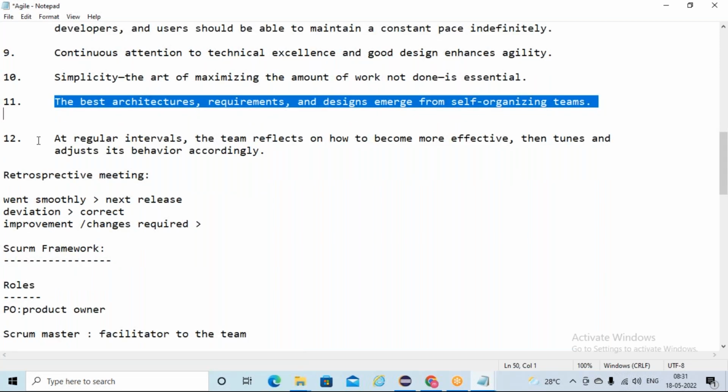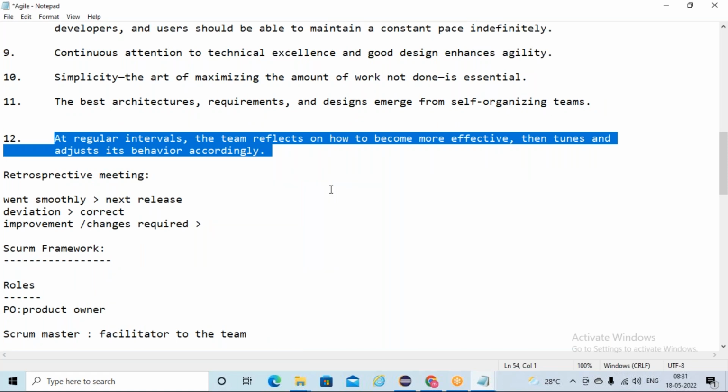Next, who can read this next point? At regular intervals, the team reflects on how to become more effective, then tunes and adjusts its behavior accordingly. This is nothing but a retrospective meeting. What does this retrospective meeting mean? It is simple.